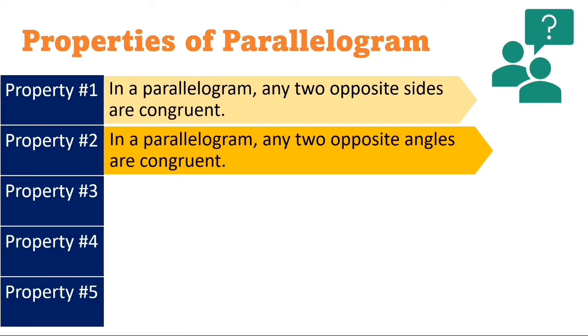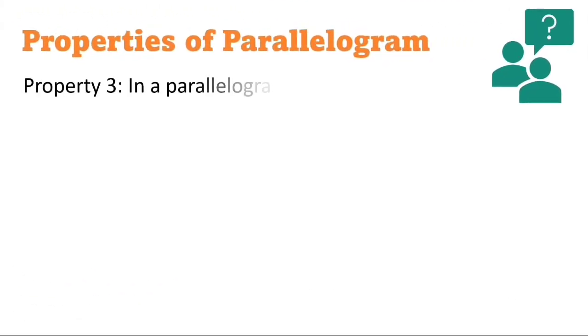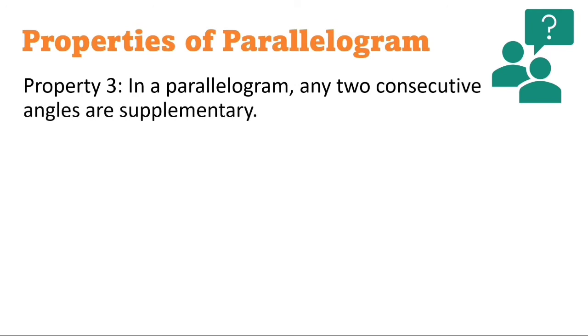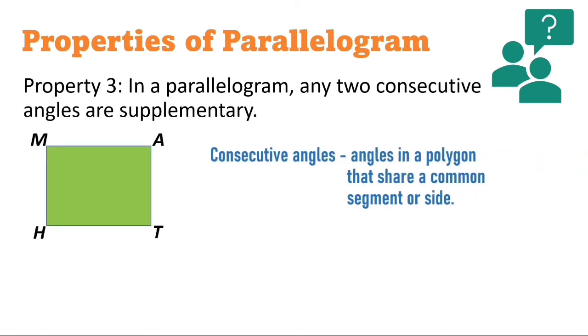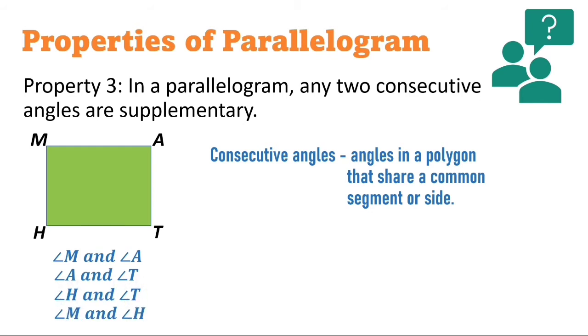So we are done with property number 1 and property number 2. Now, let's move on to property number 3. In a parallelogram, any two consecutive angles are supplementary. Consecutive angles are angles in a polygon that share a common segment or side. In our example, angle M and angle A are consecutive angles. Another, angle A and angle T are also consecutive angles. We have also angle H and angle T. And also angle M and angle H.